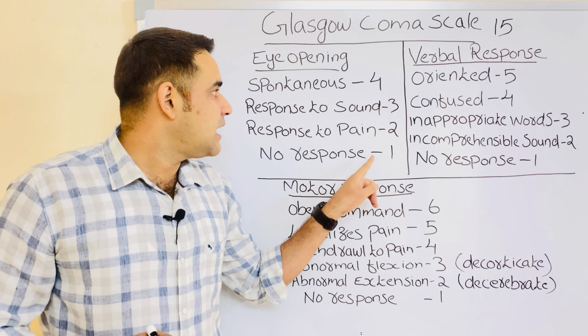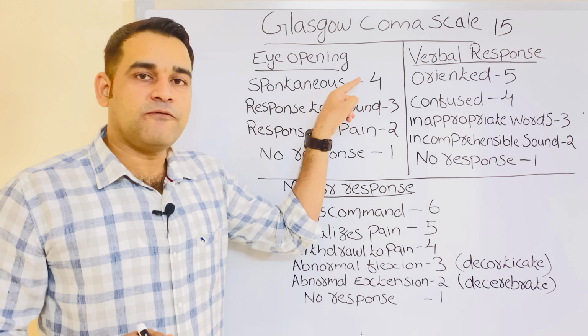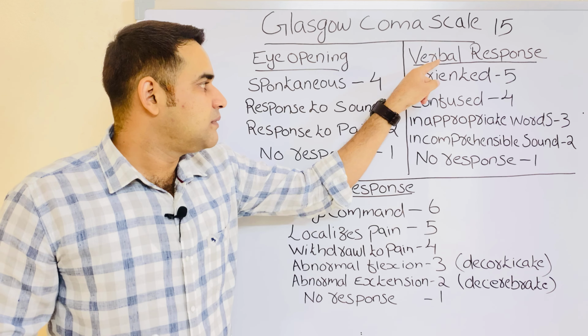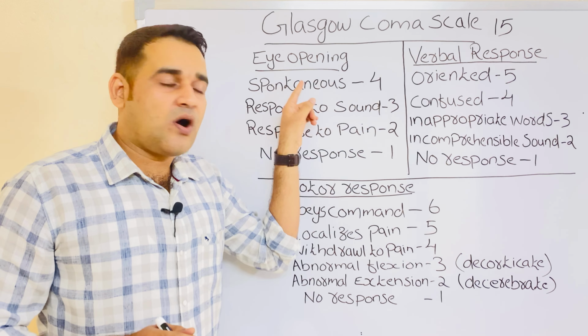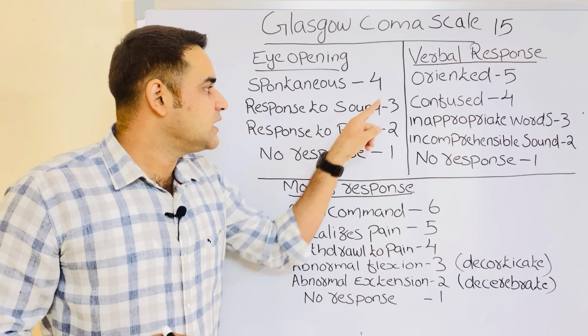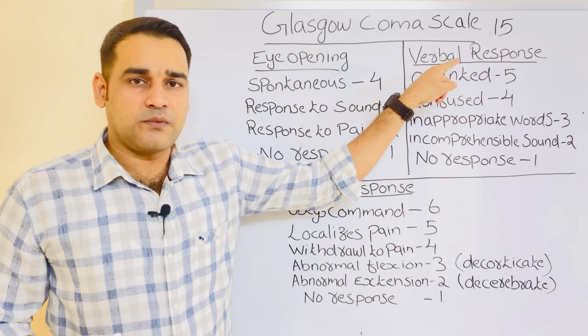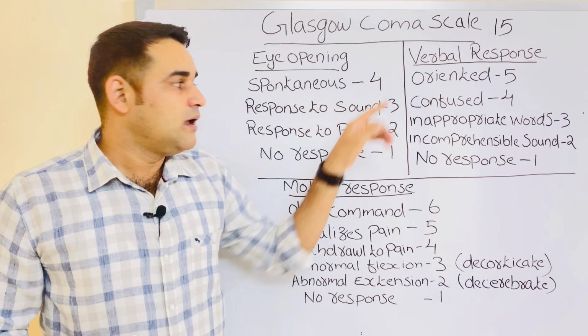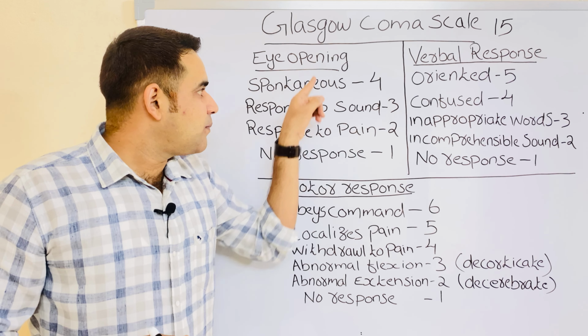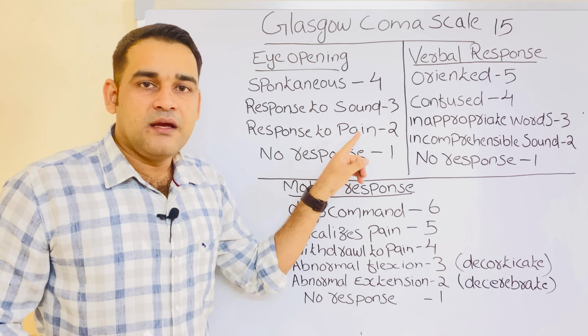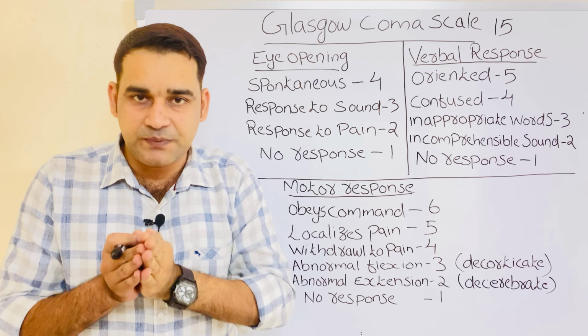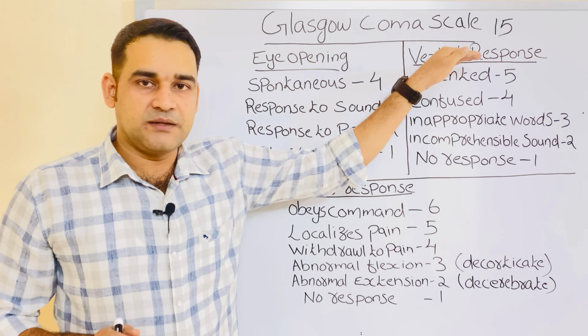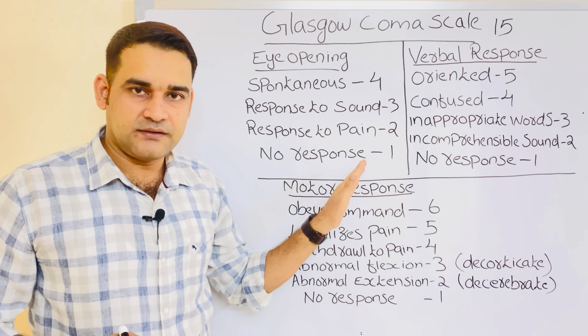If your patient is having spontaneous eye opening, give 4 marks and move to the next step. If spontaneous eye opening is not there but response to sound is there, give 3 marks and check the next response. Under eye opening, only any one response will be present. If the response is present, move to the next step. No need to check everything.